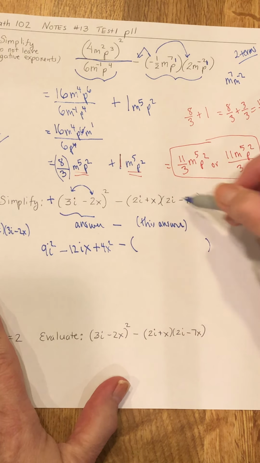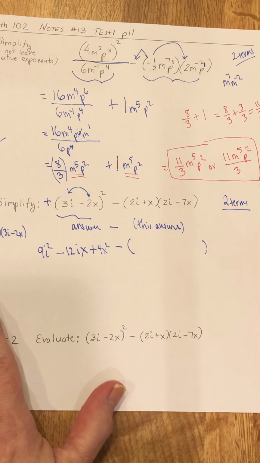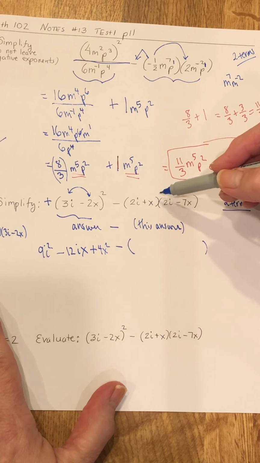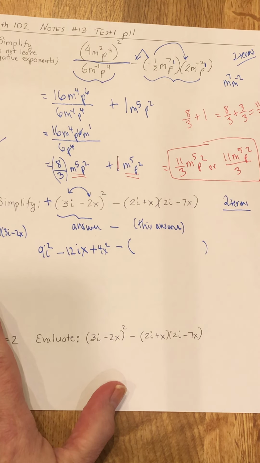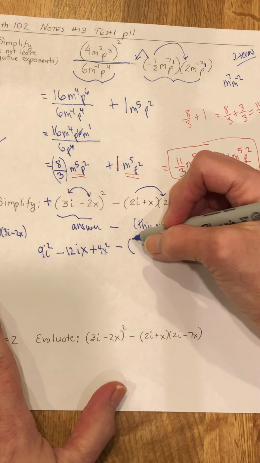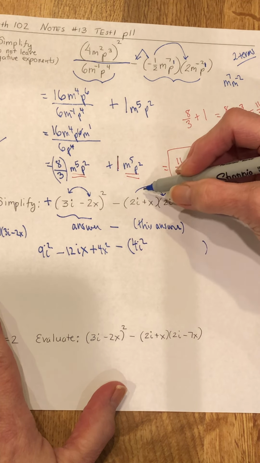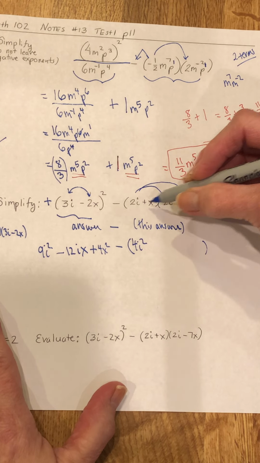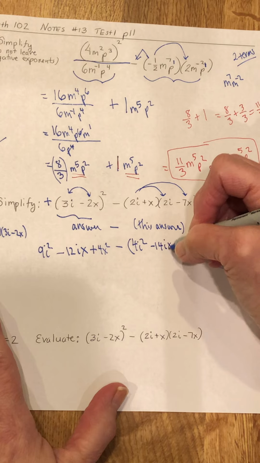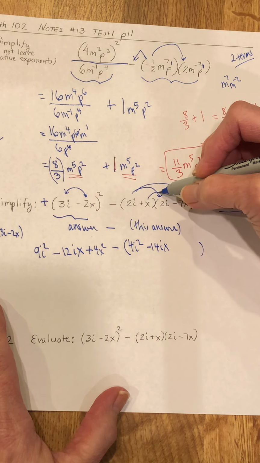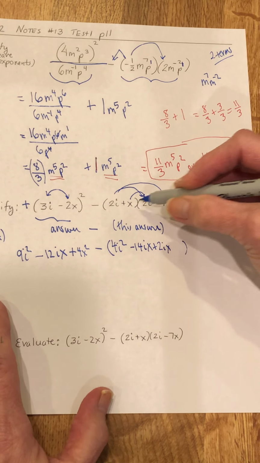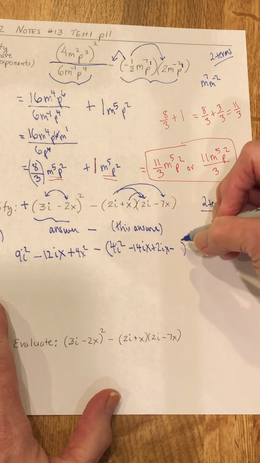So, this problem is just a FOIL problem. A binomial times a binomial. I don't care what the two terms are here. It could be a cow and a pig. I think we've done that. It's a FOIL problem. So 2i times 2i is 4i squared. 2i times negative 7x is a lovely minus 14ix. X times 2i is plus 2ix, and then minus 7x squared.